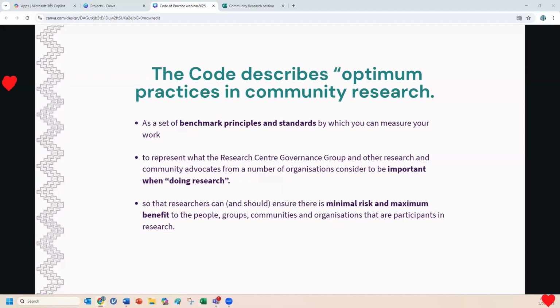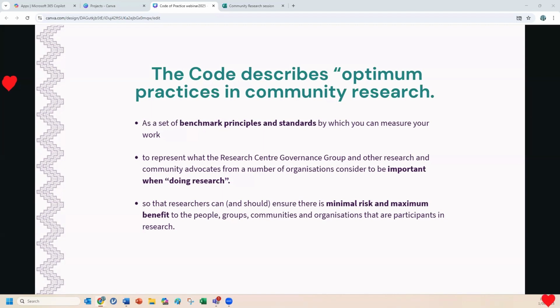there would be very few pieces of research there because of the practical nature of power dynamics, time, resourcing, a whole range of things. However, that doesn't mean that we shouldn't be aspiring to these optimum practices and that we should be transparent about those we can connect with, and those things which we haven't been able to connect with.